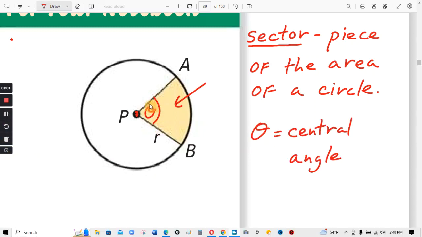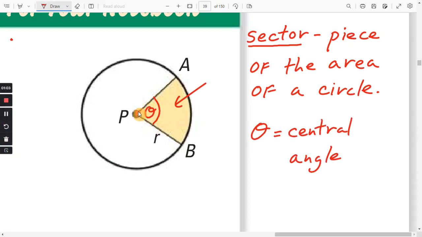And just like before, if you go from the center of the circle to the circle itself, that distance is represented with the letter R. That is a radius. So R is going to be the length of the radius. And of course you have one here as well.